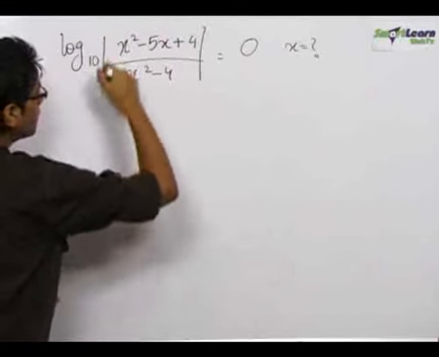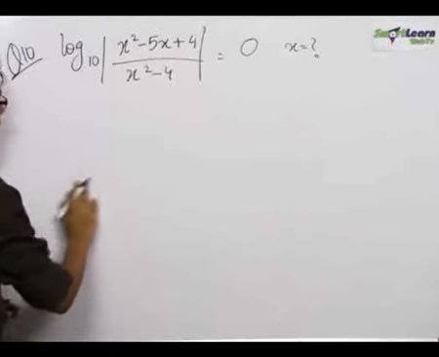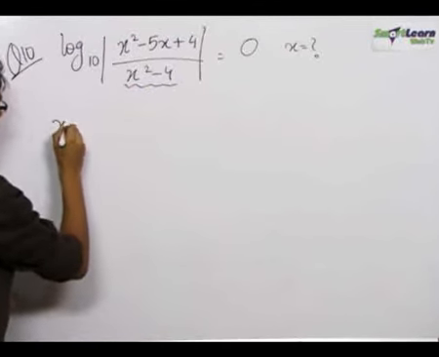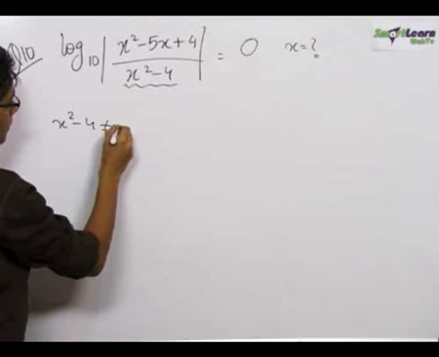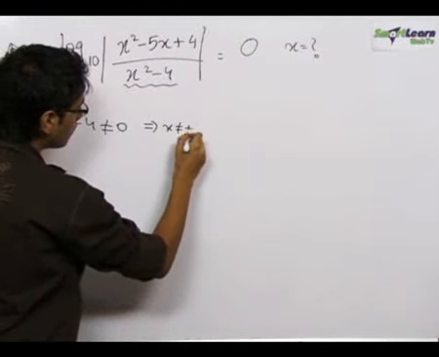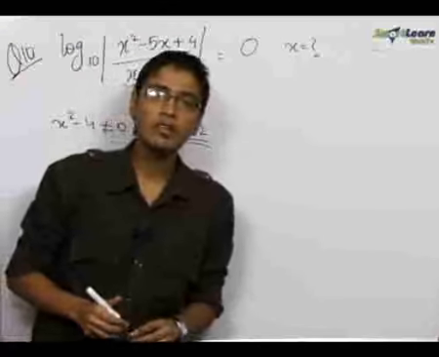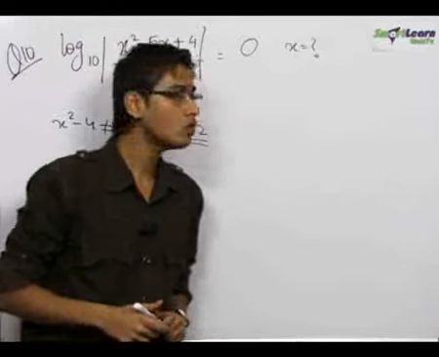Now in order to solve this problem, we first check the domain of x. Since this whole thing is kept within the modulus sign, we need not worry about this. But one thing is sure, x square minus 4 should not be equal to 0. So x should not be equal to plus minus 2. So after solving the whole equation, if we get the values of x as plus minus 2, we will reject them.